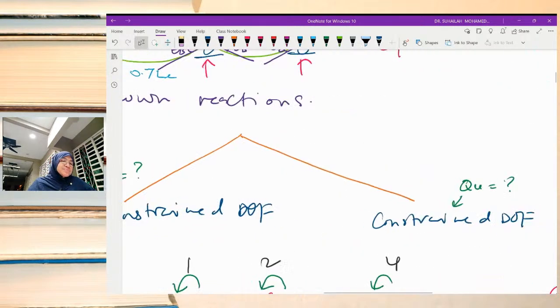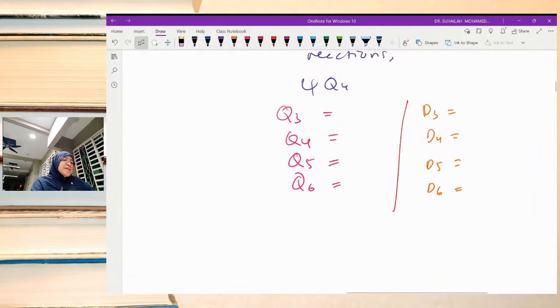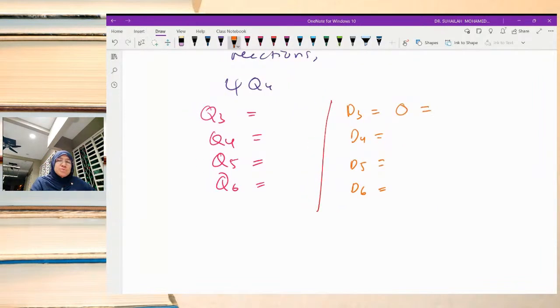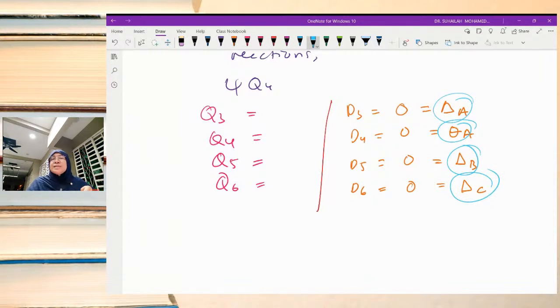So D3 equal to 0 is the delta at A. D4 is 0, and this is theta at A. D5 is 0, equal to delta at B, and D6 equal to 0, equal to delta at C. Anyway, all these labels depend on how you label the degrees of freedom, based on your labeling.